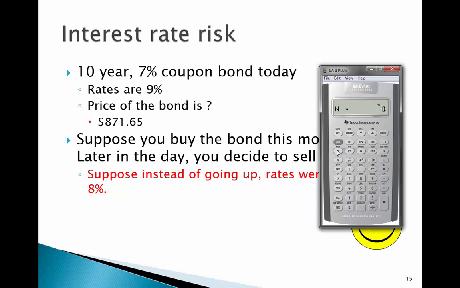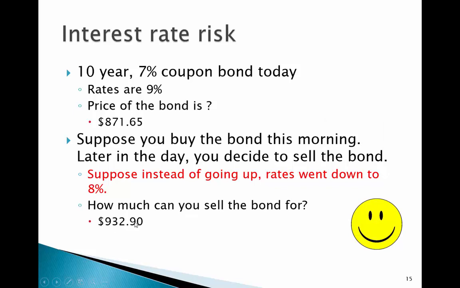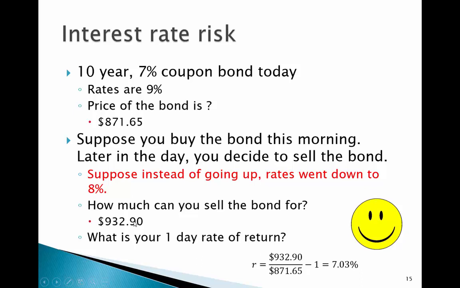Repetition makes things easy. So N is 10. Now rates are 8. So put in 8 for I. 70 is still the payment. And $1,000 future value. And compute the price. And $932.90. And now if I calculate that rate of return, so I'll take the money I ended up with divided by the cost at the beginning minus 1, that's 7.03%.